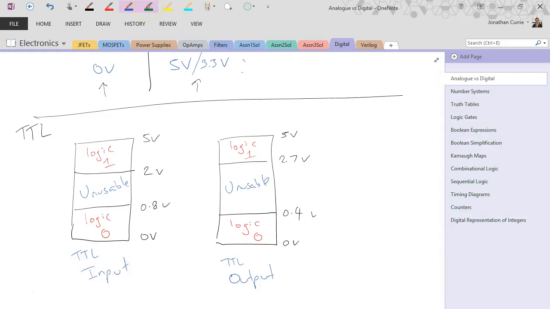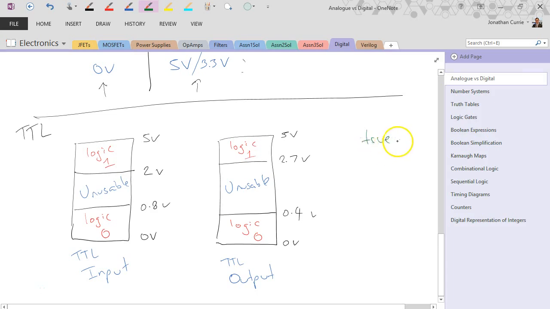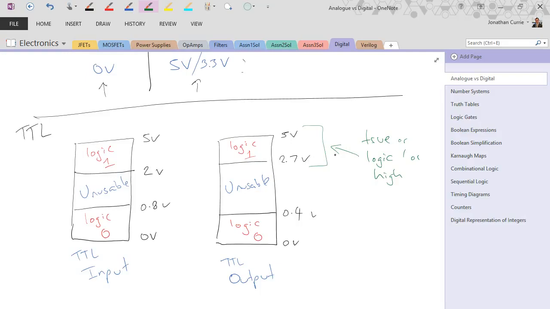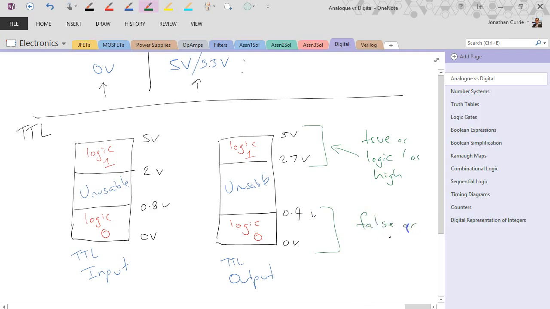So what this basically states is that if you're going to supply a true condition, or logic 1 or high, then your output voltage for your circuit must fall within this range. Alright, so 3.3 volts would be a logic 1. 4.9 volts would be a logic 1. And similarly, false or logic 0 or low corresponds to any voltage 0.4 volts and below.